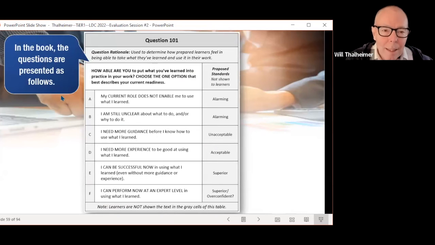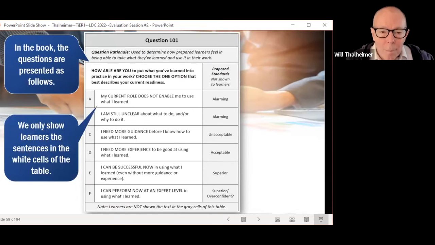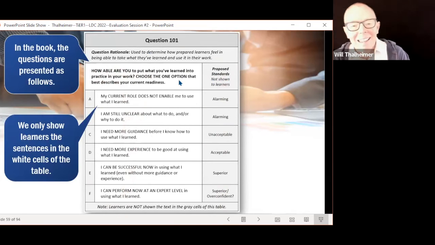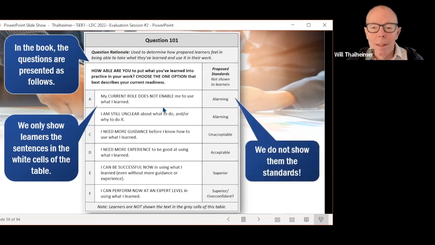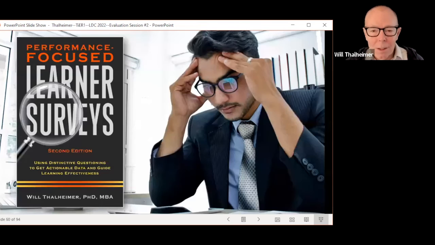So in the book, I present the questions like this, and I want to point out a couple of things. We only show the learners what's in the white cells of the tables. We don't show them the standards. I didn't make that explicit once, and somebody put "alarming" after this question in parentheses. And it seemed to work, but I don't recommend that because that's biasing them. We also don't show them the rationale, et cetera. So we definitely don't show them the standards.